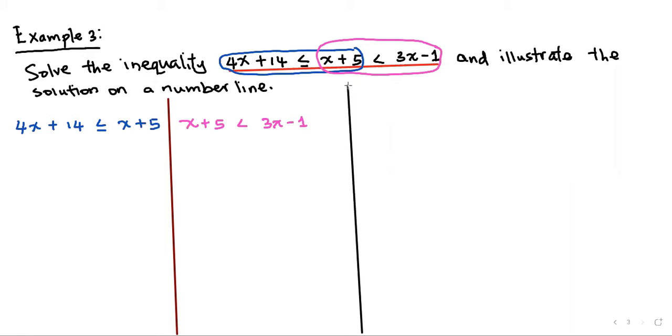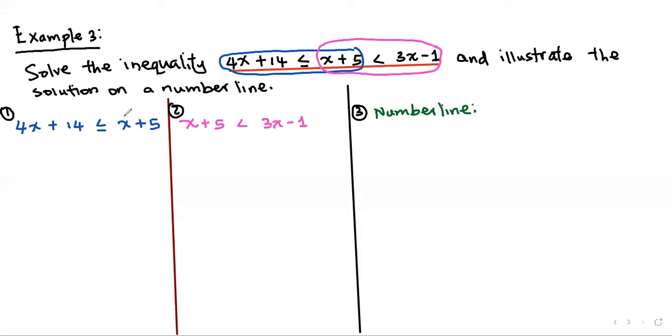So, as we have seen already in example 1, this will be our step 1, this will be our step 2, and step 3 will be to show this on a number line. Step 3 will be the number line. Okay, now let us begin with our step number 1. We have got 4x plus 14 is less than or equal to x plus 5.